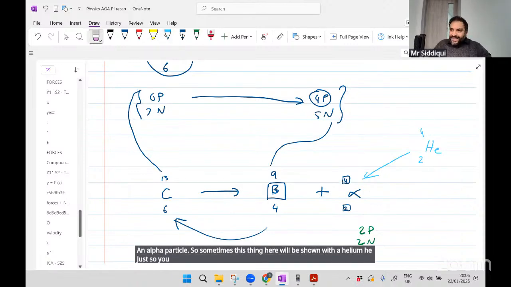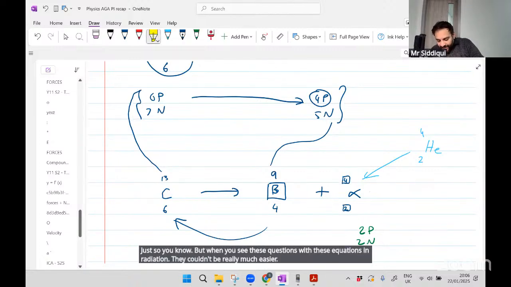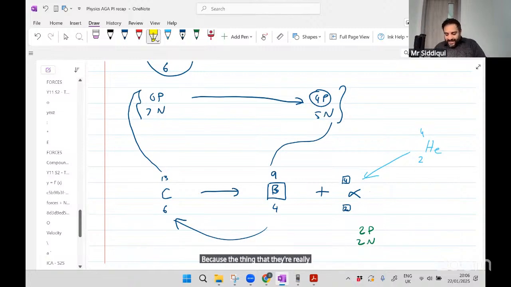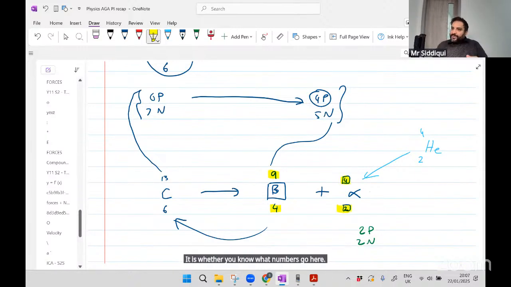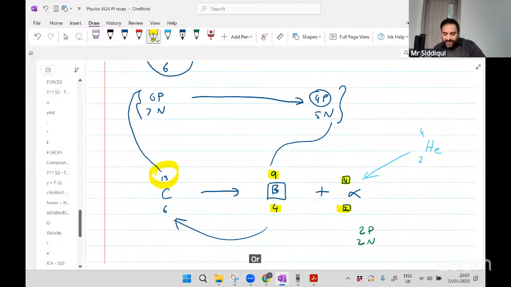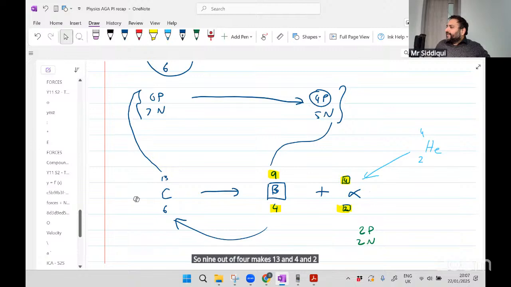But when you see these questions with these equations in radiation, they couldn't be really much easier, because the thing that they're really testing you on is not actually the element that it turns into. I know you just said it's Be, but that's not actually what you're being tested on. It is whether you know what numbers go here. And those numbers that go there need to just add up to the number that you started with. Or if there's a gap here, then you know that the numbers add up to it. So 9 add 4 makes 13, and 4 and 2 makes 6. So that is all of that.